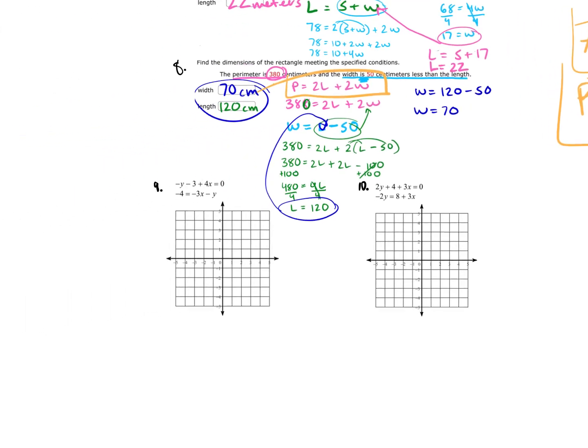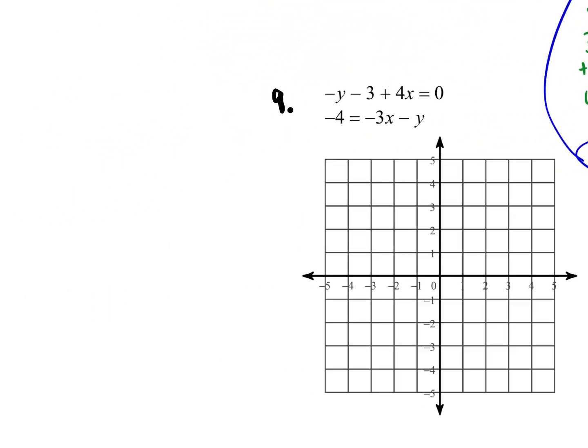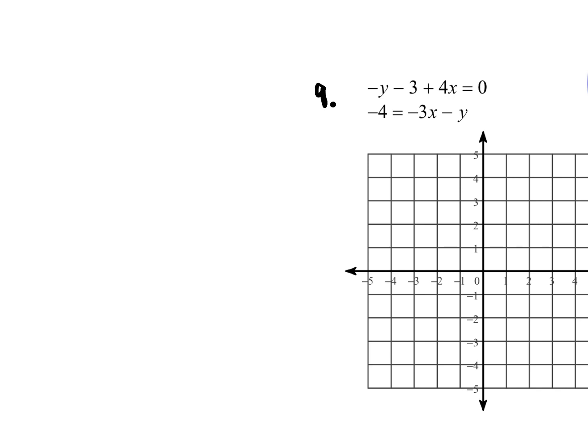I heard 9 first, so let's do 9. They're pretty similar. So a couple different ways that we can graph. We could either graph using the x and y intercepts. Looking at your homework, I think everybody kind of liked to put it in y equals mx plus b form. So let's do it that way.